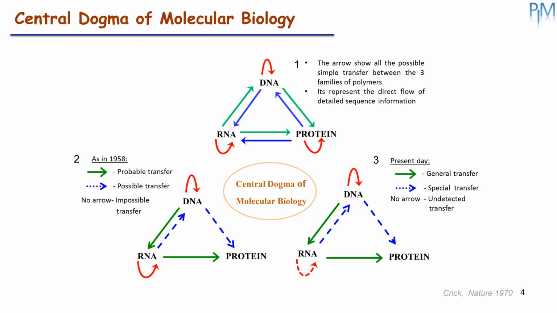They are the three possible arrows starting from protein. Number 3, a tentative classification for the present day. Solid arrows show general transfers, dotted arrows show special transfers. Again, the absent arrows are the undirected transfers specified by the central dogma.